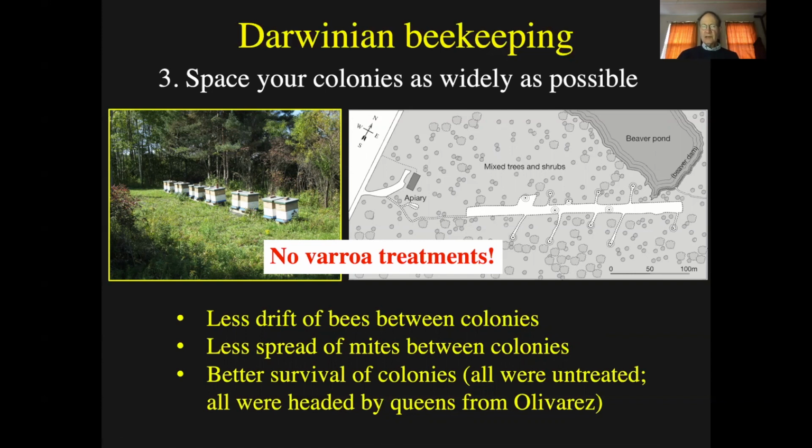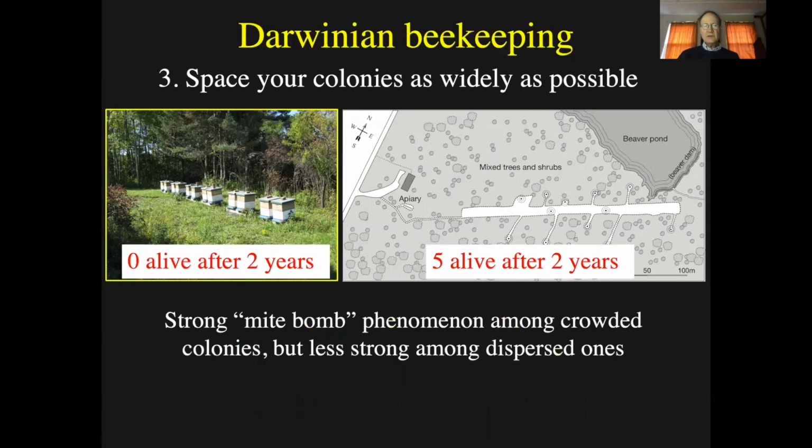And so I think the next slide shows the survival. After 2 years, these are all gone, all dead. And 5 of these were alive after 2 years, which was a little surprising to me, given the source of the queens from the California queen breeder. But 5 of them had the ability to live on their own. And I think what happened over here was that there was a very strong mite bomb phenomenon among these colonies.